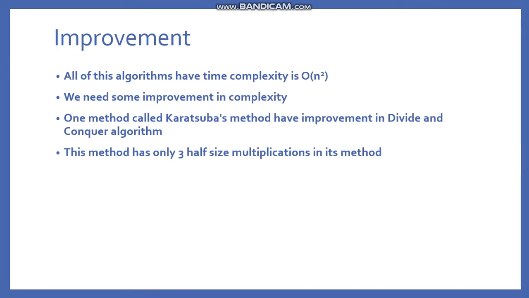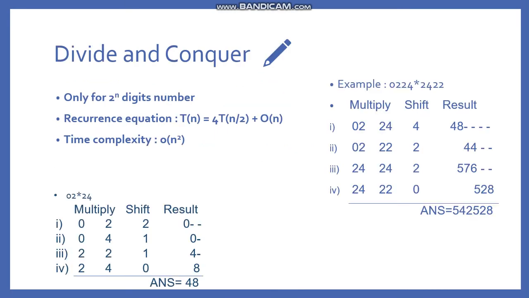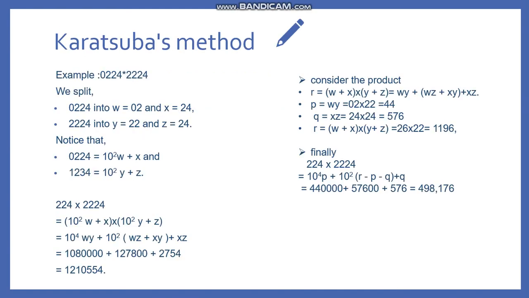To reduce the time complexity, we have a method called Karatsuba method, in which we only need the multiplication of three halves. In this divide and conquer method, we have a multiplication of four halves. The Karatsuba method decreases the half multiplications to 3, so the time complexity also decreases. So let's see the Karatsuba method.